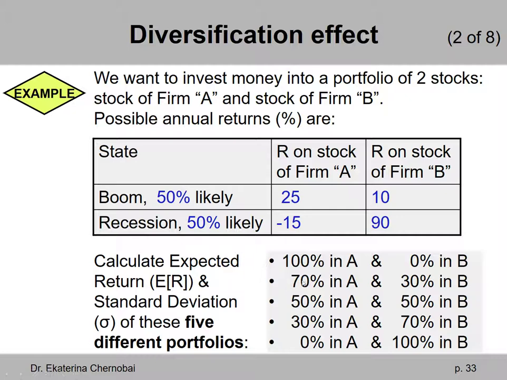The second portfolio is 70% of money invested into A and then 30% into B. The third portfolio is equal weights, 50-50. The fourth portfolio, 30% in A and 70% in B. And the fifth portfolio, 0% of money invested in A and 100% of money invested in B.